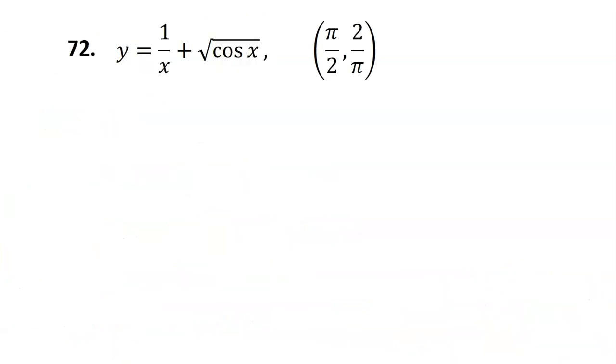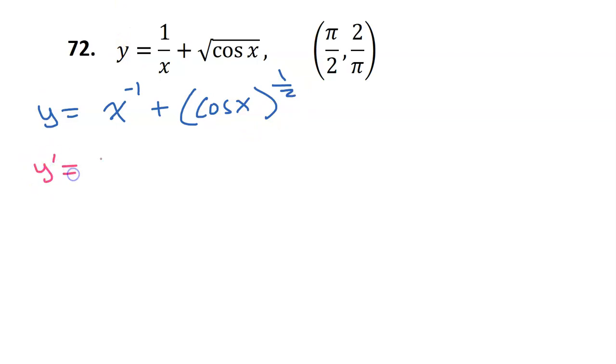Let's do that again for number 72. First, let's rewrite the function a little bit. 1 over x, that's the same as x to the negative 1 power. And then the square root of cosine x is the same thing as cosine x all raised to the 1/2 power. So now we are ready to find the derivative and later to evaluate. So using the power rule, we're going to put this negative in the front, reduce this power by 1, so this will be the negative 2 power.